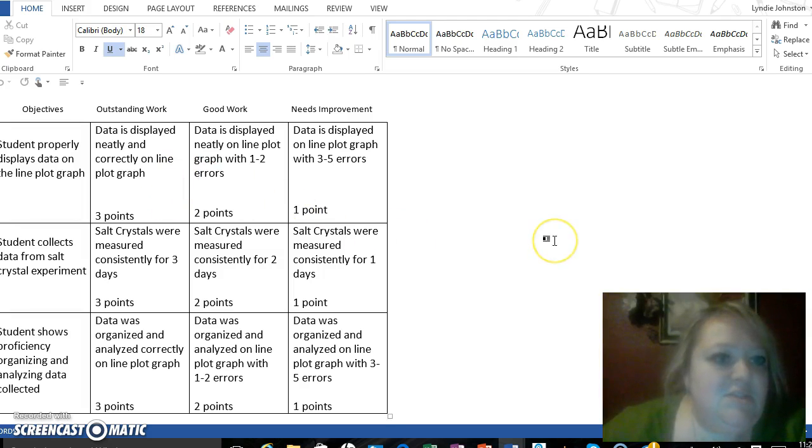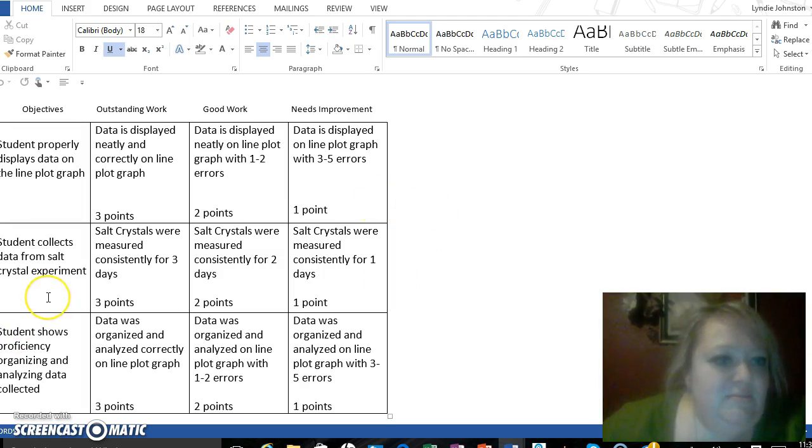As it says, the students properly display data on the line plot graph, and if they did as they were instructed correctly and neatly, they'll get 3 points. And then if the data is displayed neatly on the line graph with 1 or 2 errors, they'll get 2 points. And then if they have 3 to 5 errors, 1 point.